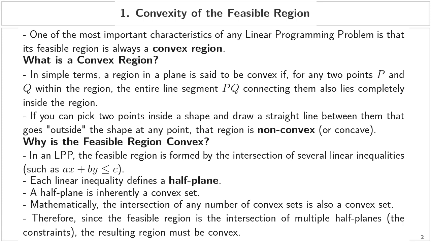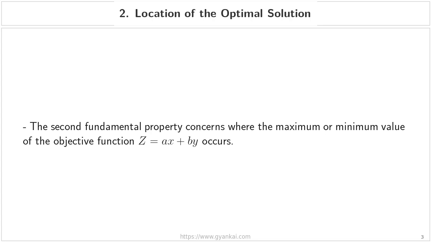Now that we've established that we are moving beyond just solving problems and looking at the underlying theory, let's dive into our first major property. 2. Location of the optimal solution. Now that we have established that our feasible region is always a convex shape, let's move on to our second fundamental property. This property is incredibly important because it tells us exactly where to look when we are searching for the best possible answer. Specifically, it concerns where the maximum or minimum value of our objective function, z = ax + by, actually occurs.